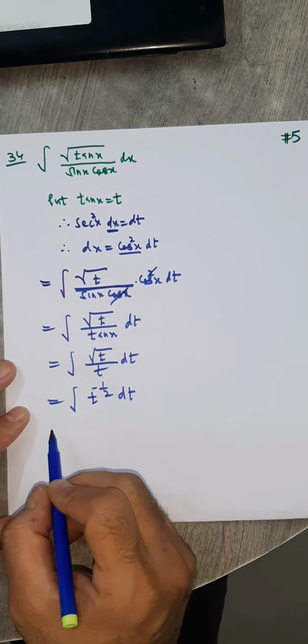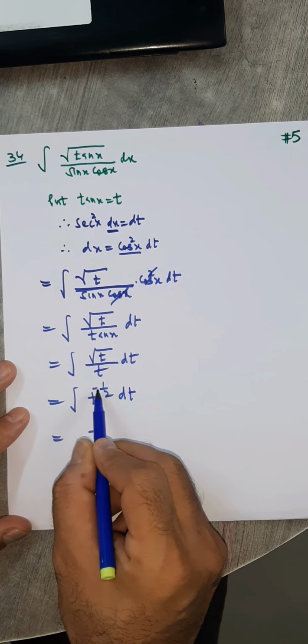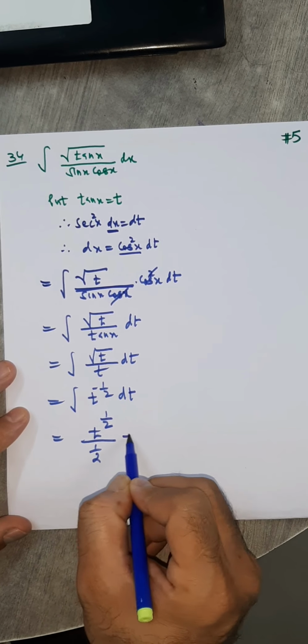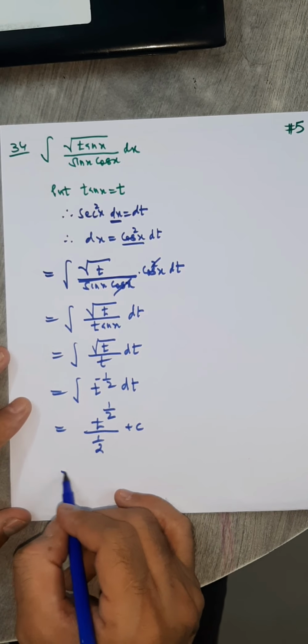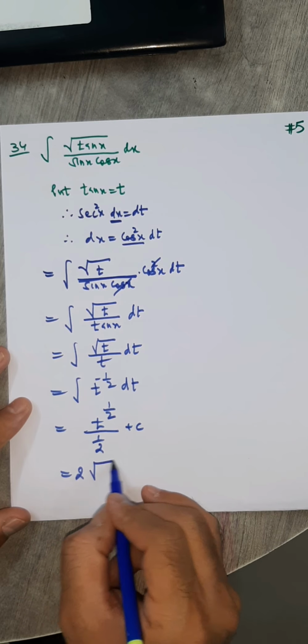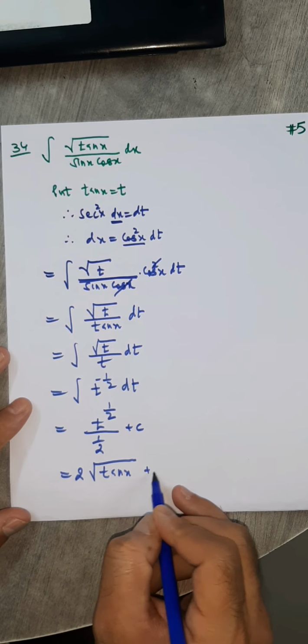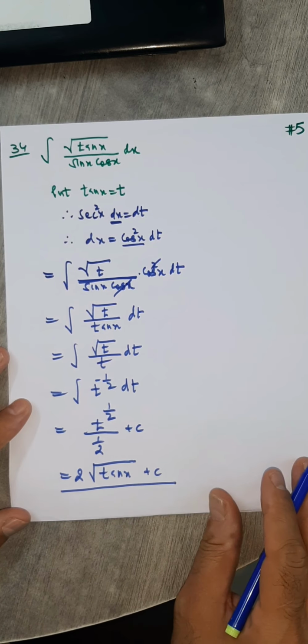And now we integrate it. So raise the power by 1. Minus 1 by 2 plus 1. 1 by 2 upon 1 by 2 plus c. So this is equals to 2 times, this is root t, but t is tan x, plus c. This is your answer.